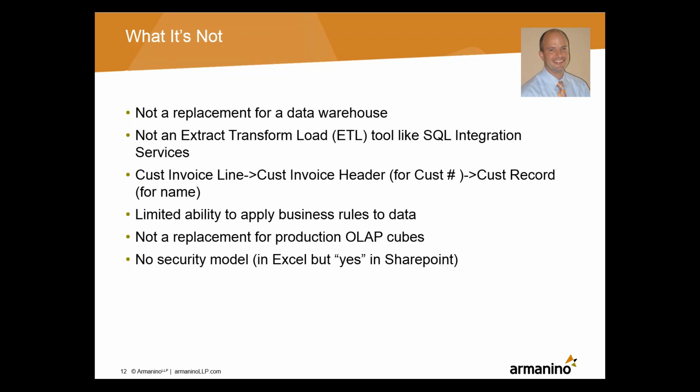Another common scenario that people run into is that they have sales invoice line detail, but in order to make sense of that data, they need to connect it to the header information for those sales invoice lines, and then connect it out to other reference tables. So maybe it's the customer record, the item card, things like that. And when you start connecting more than 2 tables together, you run into limitations within PowerPivot. So that's something else to be aware of.